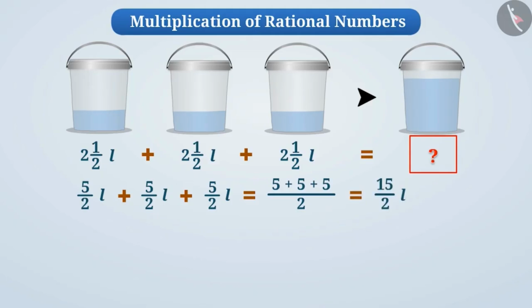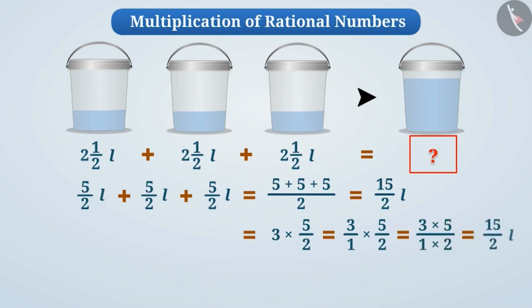Since the same number is being repeated again and again, we can also express it as multiplication of rational numbers. As 5 by 2 is repeated 3 times, we can express it as a multiplication of 3 and 5 by 2. 3 can be written as 3 by 1. Now, we multiply the numerators and the denominators to get 15 by 2, which is also written as 7 1 by 2. That is, after mixing the water of 3 buckets, we will get 7.5 liters of water.